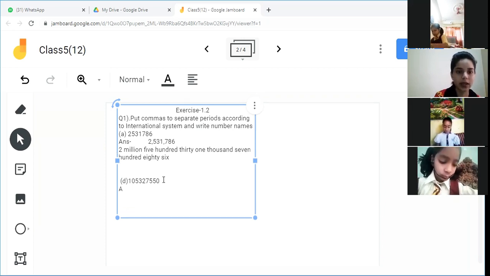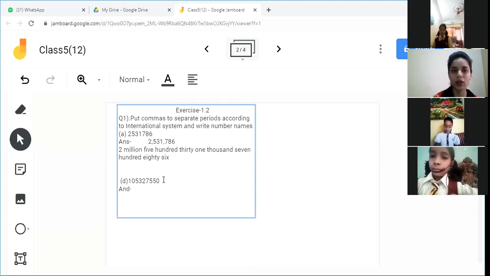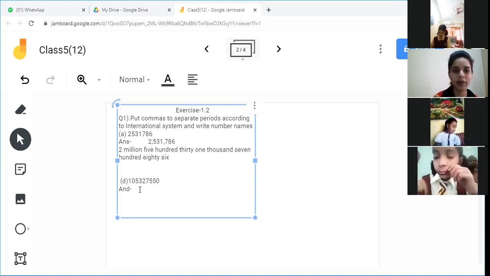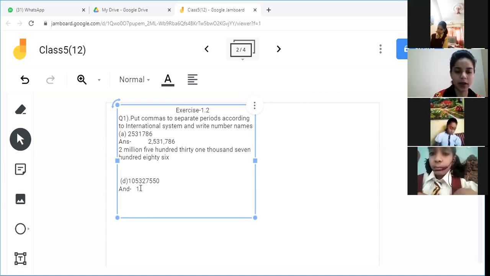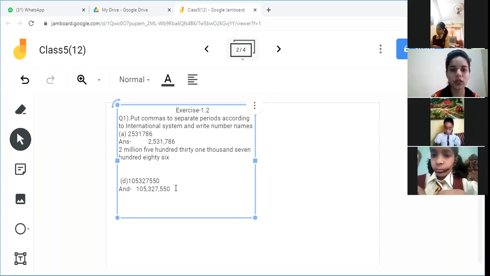Now, the answer for the D part. Children, B and C parts will be homework. The questions which I am not doing on this board will be homework. Okay. Now we are solving this D part. So we will put a comma before 3, before 6 and before 9. But here 105, comma, 327, comma, 550. Before the 3rd digit, before the 6th digit, and here there is no need to put a comma because there is no number before 1. So this is what?